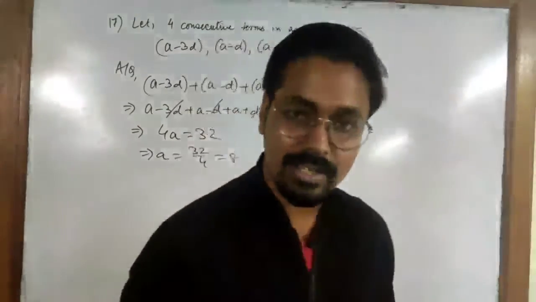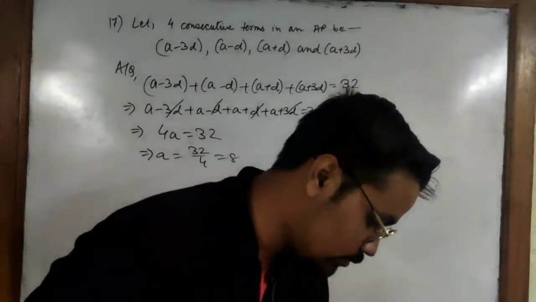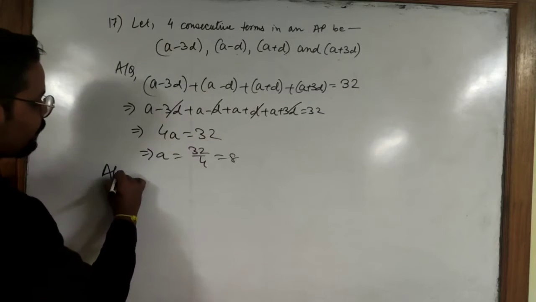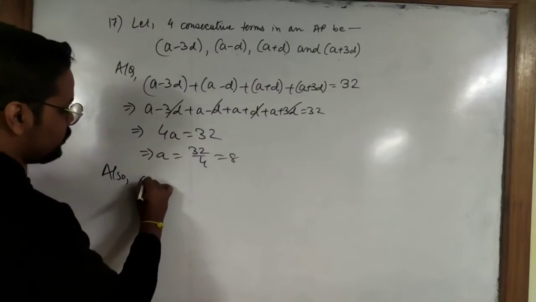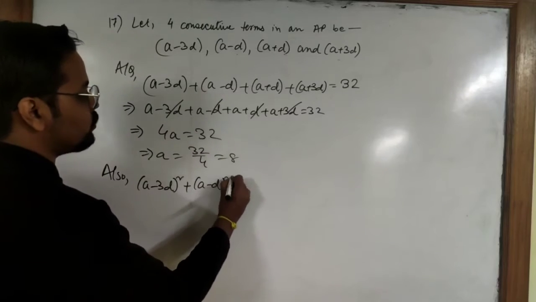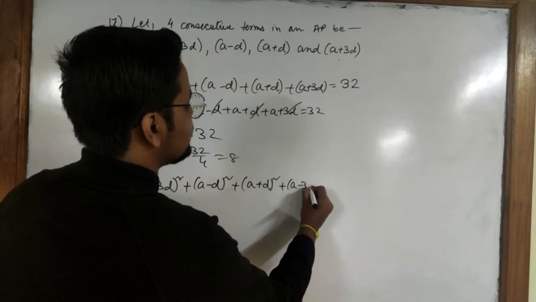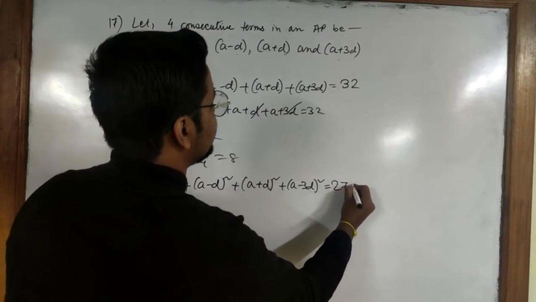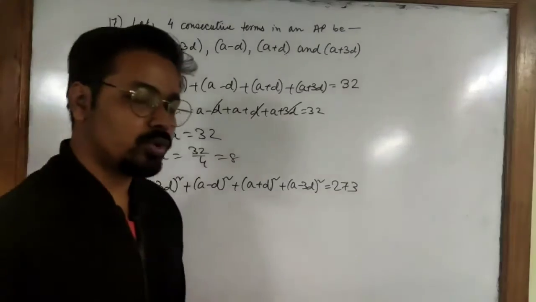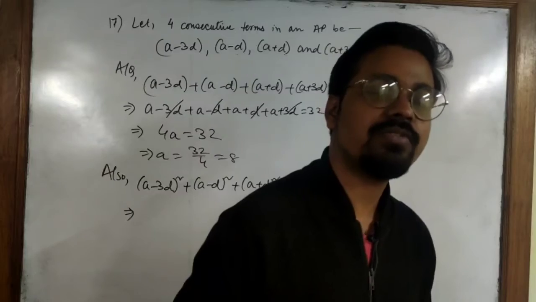Now I will use the second condition and find the common difference. It is given that the sum of their squares is 276. So a minus thrice d whole square plus a minus d whole square plus a plus d whole square plus a plus thrice d whole square is equal to 276. Now, a plus b whole square plus a minus b whole square is equal to twice of a square plus b square.